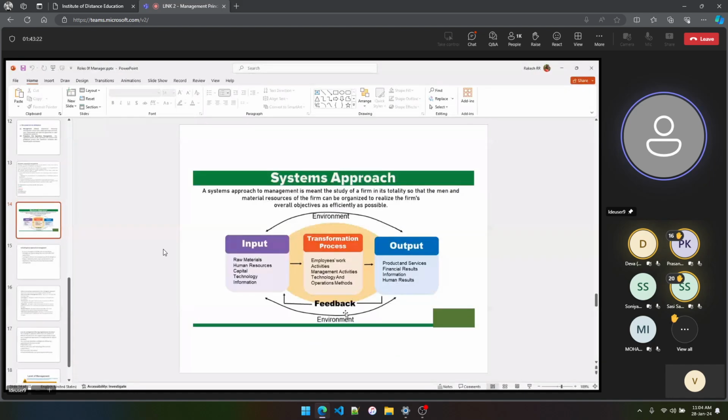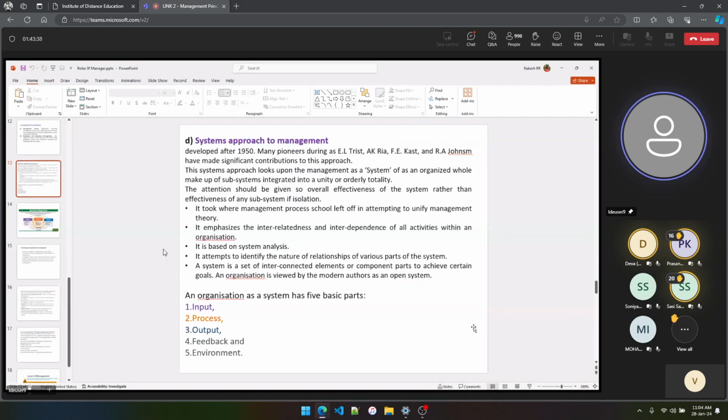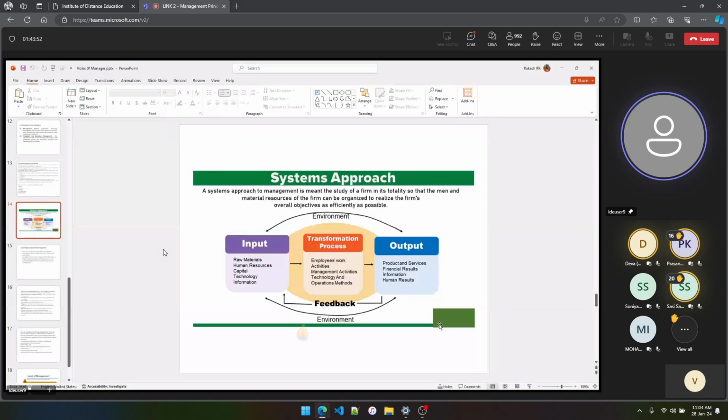Other than the systems approach, individual units form one proper system of pattern. In a computer, input, output, process, so again, systems approach is one. Systems approach does not mean that you need to interrelate directly with computers. It is something different. The attention should be given to the overall effectiveness of the system rather than the effectiveness of any subsystem in isolation. It's very much needed. The overall result is the focus, so that is very much important.